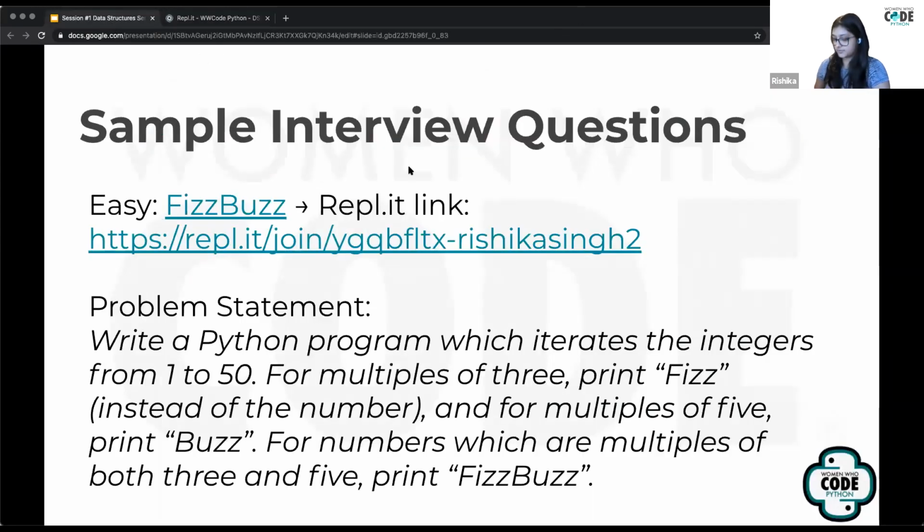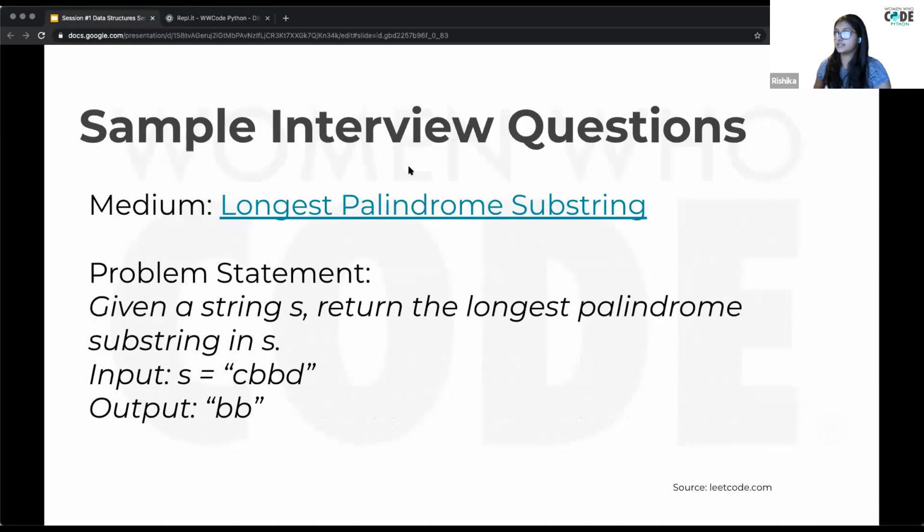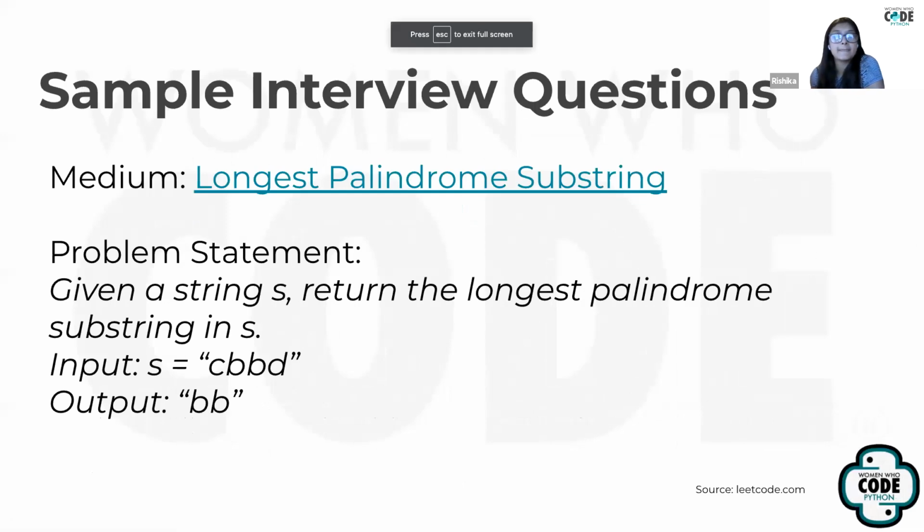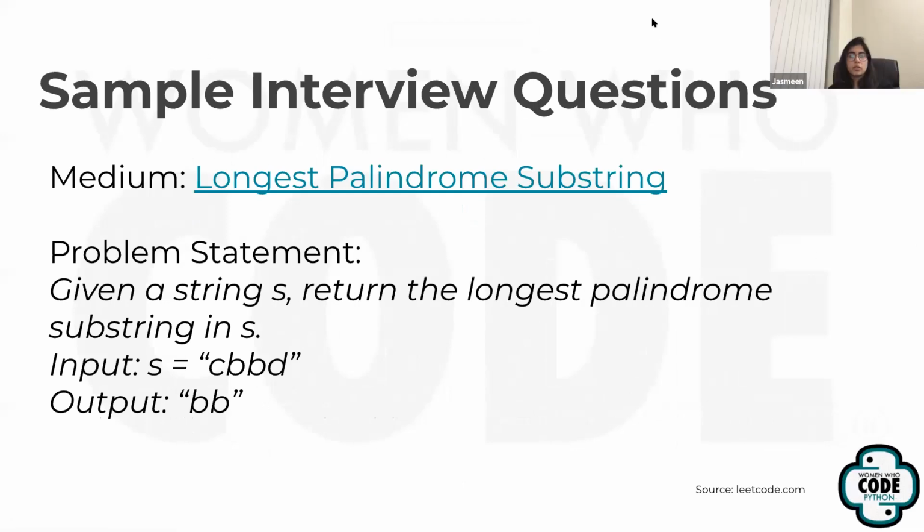So what we have next, we won't be going through this now, but it's just an example of how a medium question can look. These are from LeetCode, and the question is: given a string s, return the longest palindromic substring in s. So the input string is cbbd and the output is bb. Again, we will send you all the take-home interview questions that we planned for each session, but this is just an example of how it can look.